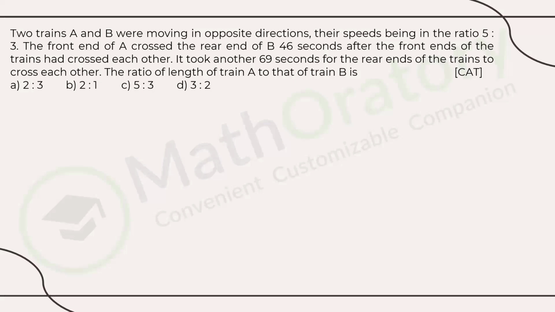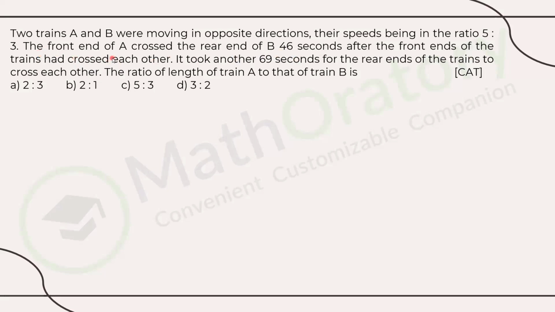Another problem on this objects crossing another object kind of idea. So we have been given that two trains A and B were moving in opposite directions, their speeds being in the ratio 5:3. The front end of A crossed the rear end of B 46 seconds after the front ends of the trains had crossed each other. Trust me, you have to read it with patience. If you read it in one go and you do not comprehend, read it in parts, read it in pieces. So let's read that in pieces again.